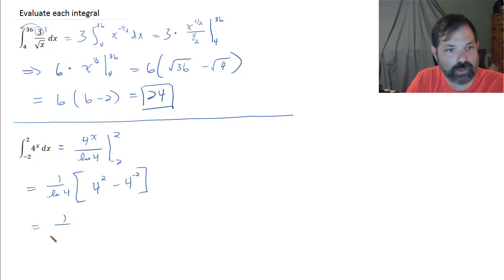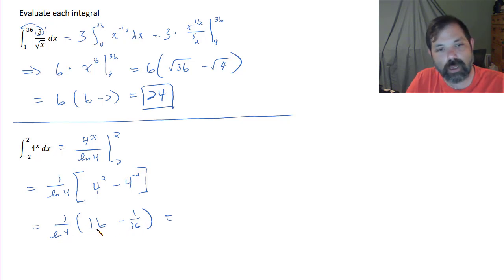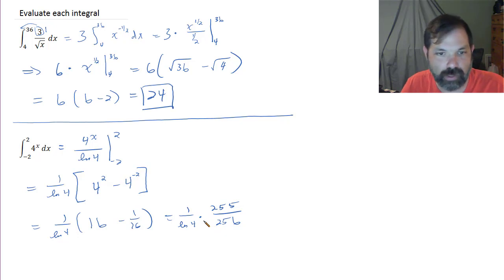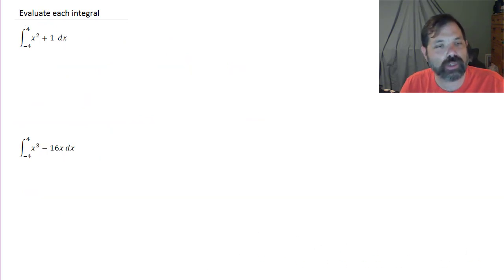And so that's 1 over natural log 4 times 16 minus 1/16, and we could simplify that some if we wanted to. 16 minus 1/16 is, if I get a common denominator and subtract the fractions, that would be 1 over natural log 4 times 255 over 256. So that would be a simplification, I suppose. All right, here's a couple more. Go ahead and try these on your own.